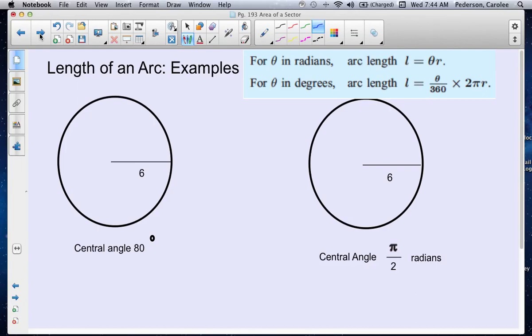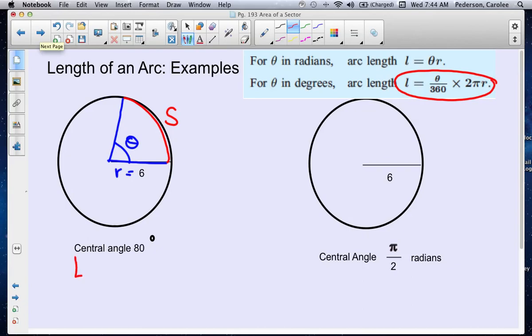We have a central angle of 80 degrees, and we have a radius of 6, and we want to find how long that curve is. That is our arc length. So we're going to choose the appropriate formula. In this case, the angle measure is in degrees.